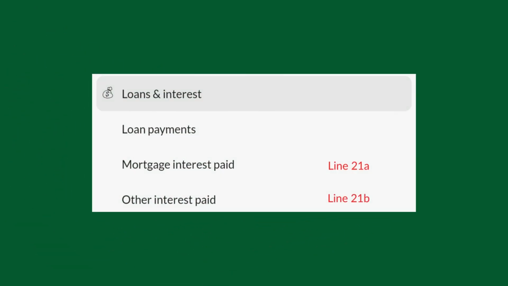Next, we have loans and interests. For this, we have mortgage interest paid, which will go to line 21A, other interest paid, which will go to line 21B, and loan payments. Loan payments are not going to be automatically entered into your Schedule F, and you will need to work on this with your tax preparer or your accountant.